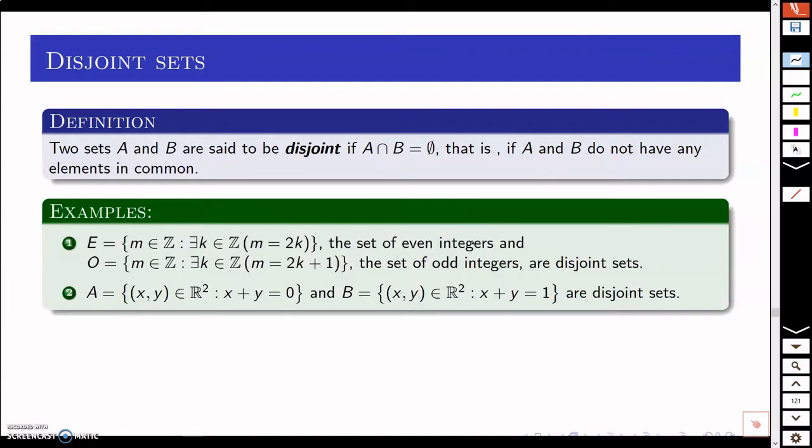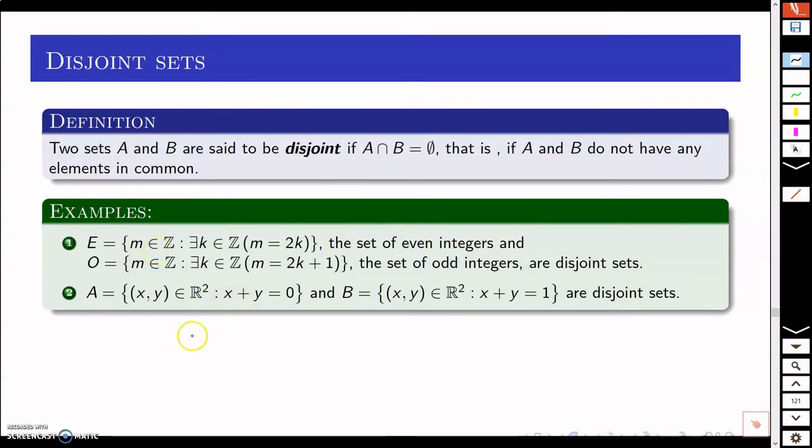For example, if you look at the first set, E is the set of all the even integers and O is the set of all odd integers. Given an integer, it cannot be both even as well as odd. So one integer cannot come in both these sets. So these two sets E and O are disjoint sets because they have no element in common.